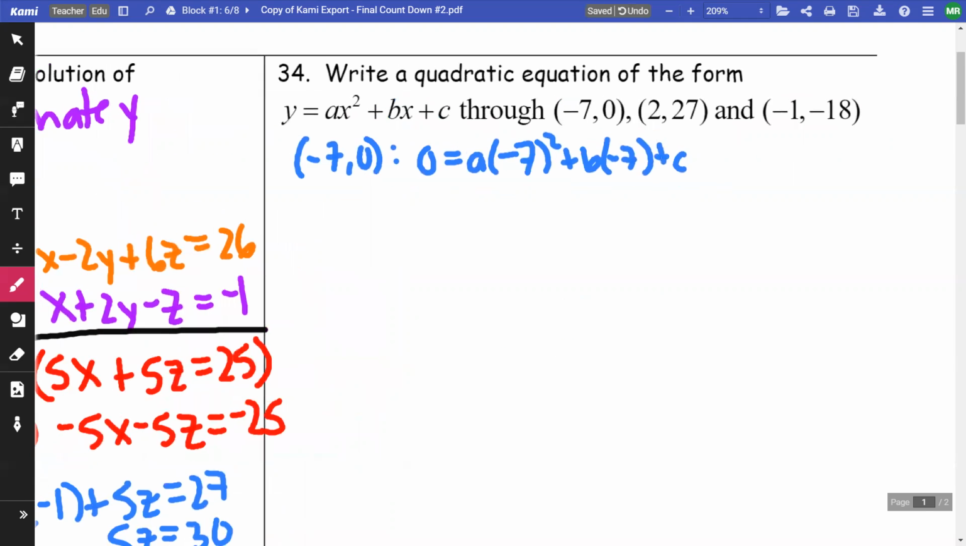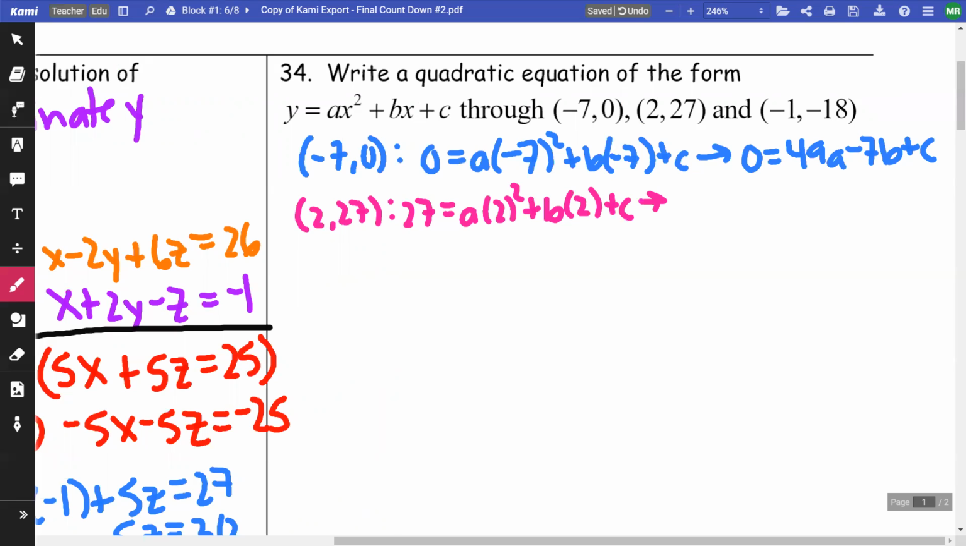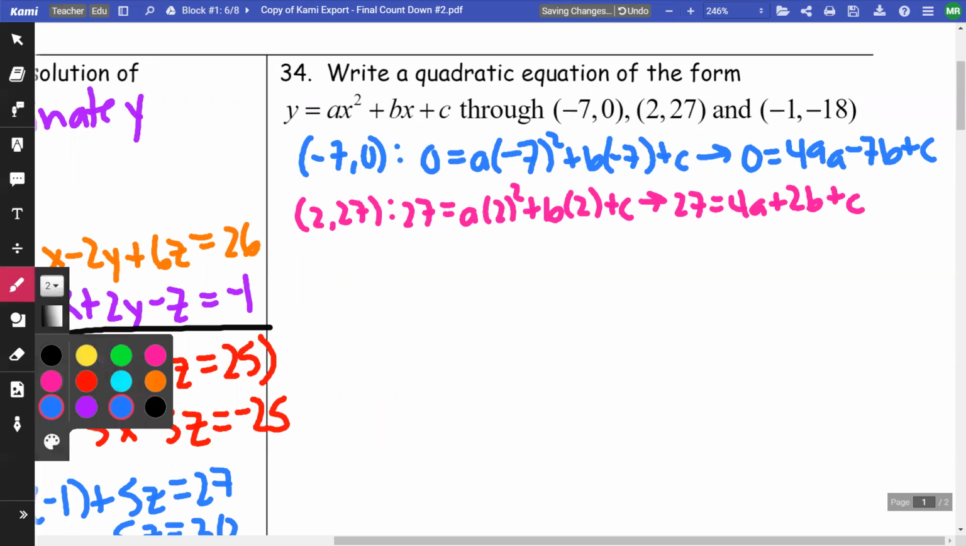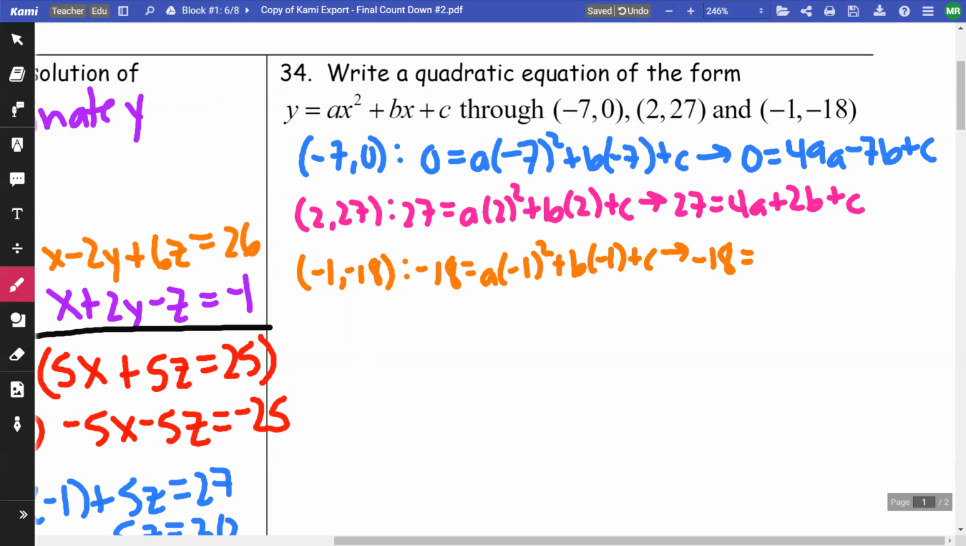So that is going to be 0 equals 49a minus 7b plus c. Okay, my next one, my 2, comma 27. So I'm going to have 27 is equal to a times 2 squared plus b times 2 plus c. So that's going to be 27 equals 4a plus 2b plus c. And -1, comma -18. So I'm going to get -18 equals a times -1 squared plus b times -1 plus c, which is a minus b plus c.